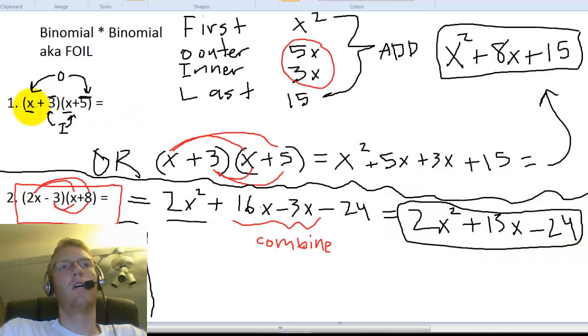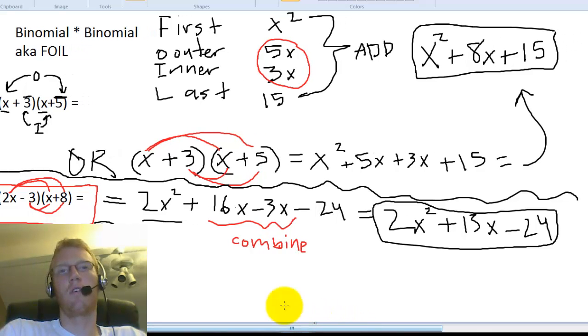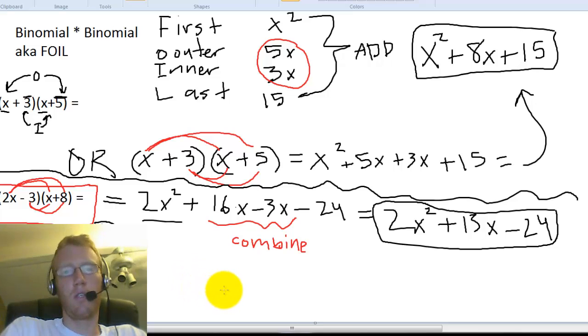So when you're doing a binomial times a binomial, you can either use FOIL or you can use distribution. You'll eventually see problems that are polynomial times polynomial, but we'll get to those much later. So I hope this is a good example for both adding and subtracting polynomials as well as multiplying.